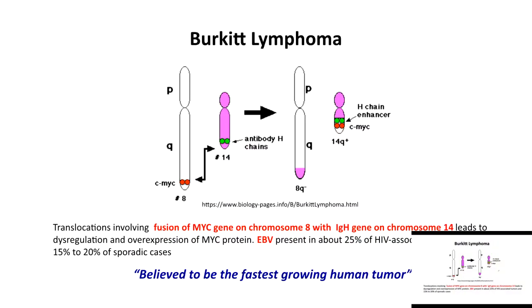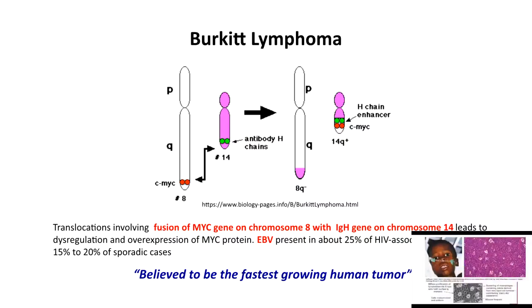Another translocation, again involving 14, but in this case, not the BCL2, the c-MYC from chromosome 8. So now c-MYC, as we know, is a transcription factor. When this is overexpressed, it will lead to proliferation, excessive proliferation. It is not at all surprising that it is considered to be the fastest growing human tumor.